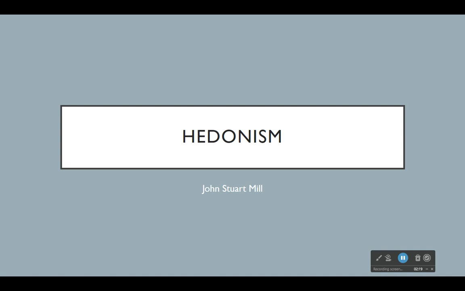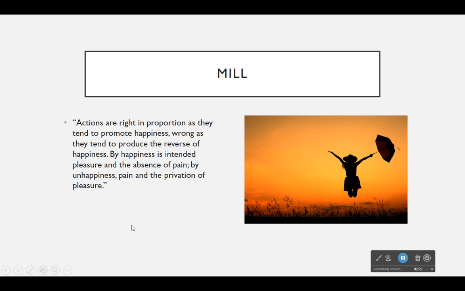But let's keep going now for a moment on what there is to say on behalf of hedonism as a theory of value and talk about John Stuart Mill's ideas in a little bit more depth. So in our selections, Mill writes that actions are right in proportion as they tend to promote happiness, wrong as they tend to produce the reverse of happiness. By happiness is intended pleasure and the absence of pain, by unhappiness pain and the privation of pleasure.